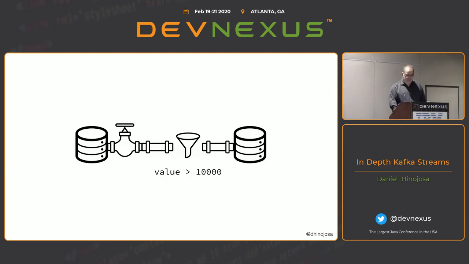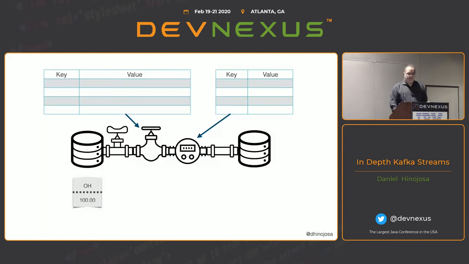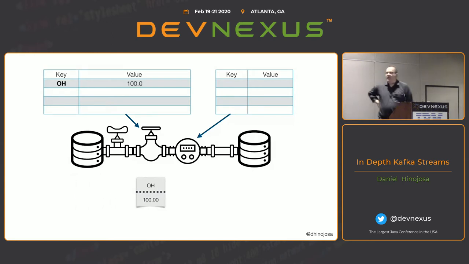Okay, pretty easy. But where things become a little bit harder is with aggregating, and that's why I wanted to create this particular presentation for you. So let's take a look over here. I have Ohio 100, and what I want to do is a group by, aggregation. Let's say I want to aggregate all of Ohio's, all of New York's. I want to group by key, is what this is called.